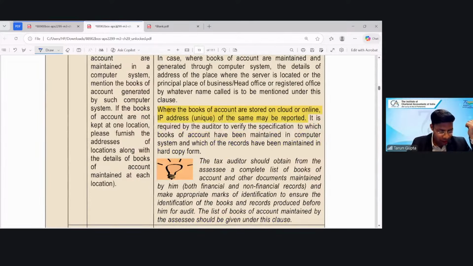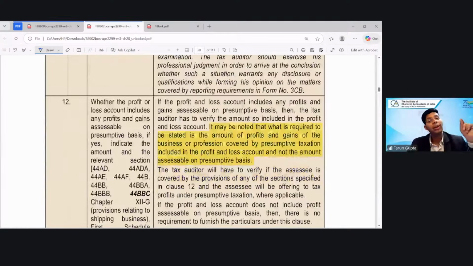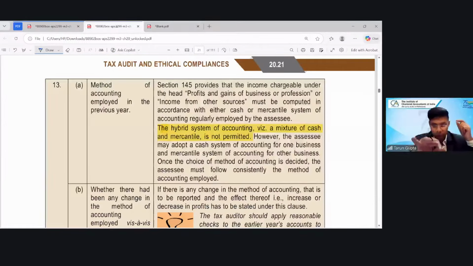In point 12, you have to state the profit or loss, if any, of the presumptive business being included in the P&L account. You just need to provide the profit of such business which is actually included in the P&L account, not the profit which is to be taxed, which is assessable under those sections. If there is a presumptive business along with other business, we just have to state the profit of that presumptive business which is actually included in the P&L account, that is, actually credited to the account.